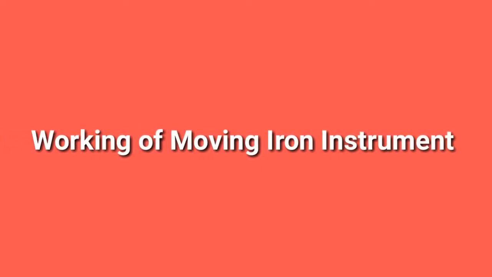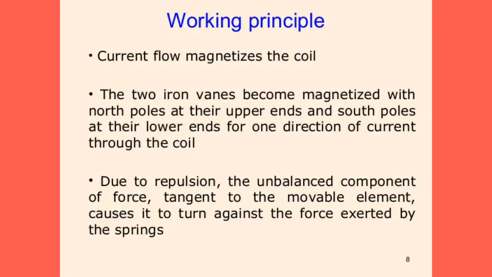What is the working of a moving iron instrument? The moving iron instrument uses a stationary coil of copper or aluminium wire which acts as an electromagnet. When an electric current passes through it, the strength of the magnetic field induced by the electromagnet is directly proportional to the current passing through it. The plate or vane of iron passing through the coil increases the inductance of the stationary coil.